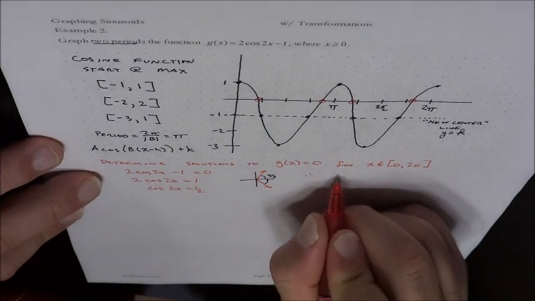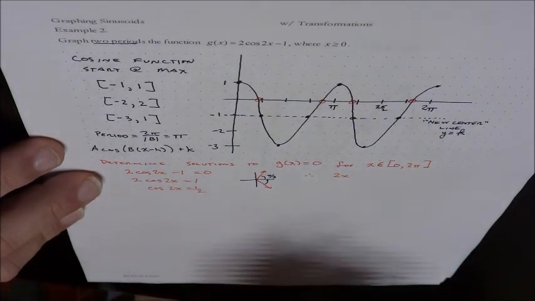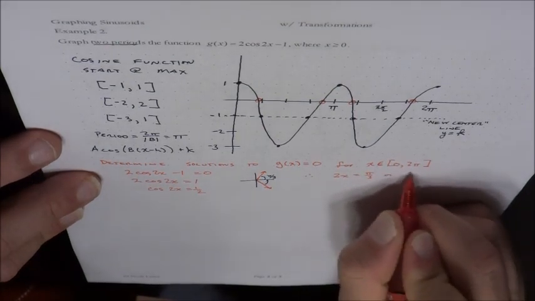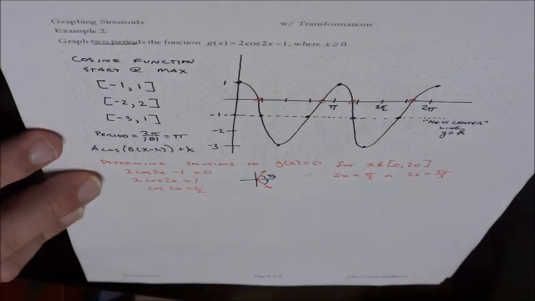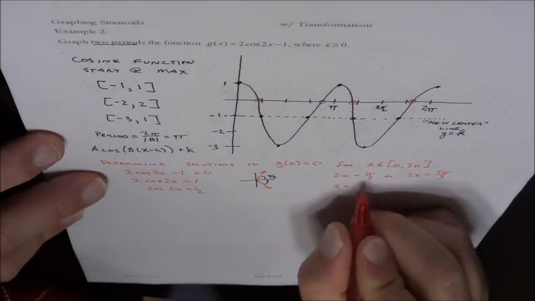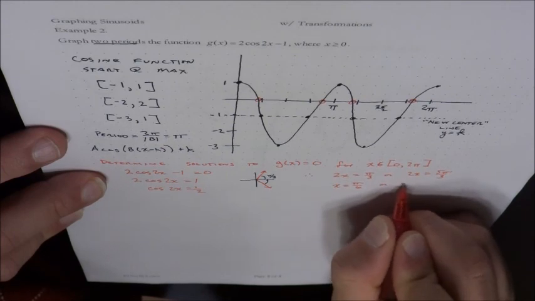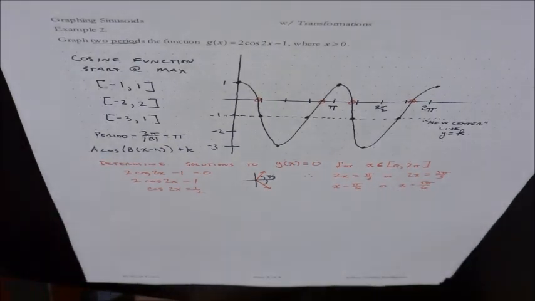Therefore, my solutions will occur when my angle, in this case 2x, is equal to pi over 3, or when my angle is equal to 5 pi over 3. Well, now I need to solve for x, so that leaves me with x equals pi over 6, or x equals 5 pi over 6. Okay, not too bad.